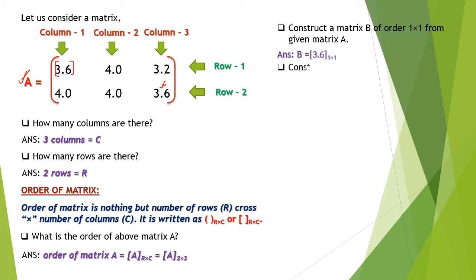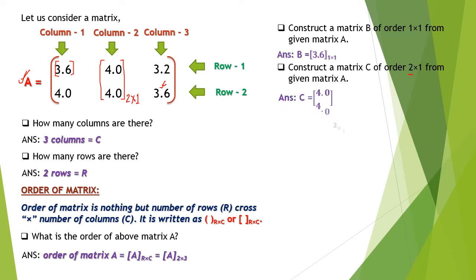Now construct a matrix C of order 2 cross 1. Now be careful, 2 is row and 1 is column, isn't it? 2 is row. Our matrix must have 2 rows. So let's pick this one. How many rows are there? You can clearly see there are 2 rows and 1 column. So our answer will be, you can pick any one. You can construct any matrix with 2 rows and 1 column.